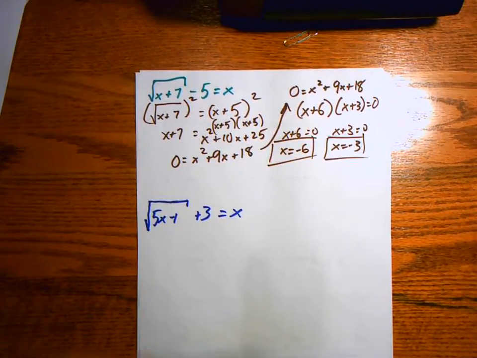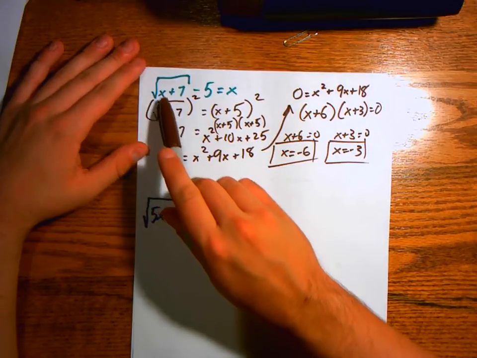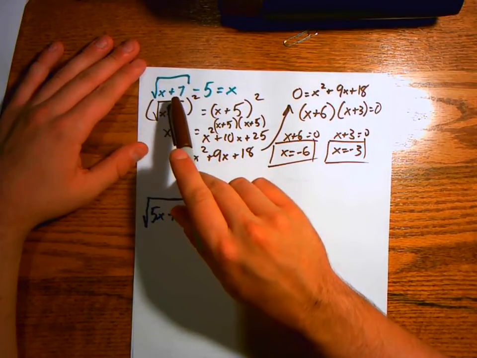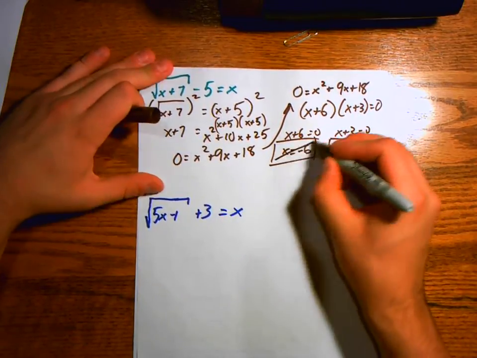So plugging in the negative 6 first, I have 7 minus 6, which is 1. The square root of 1 is 1. 1 minus 5 is negative 4, which does not equal negative 6. So my answer does not work.